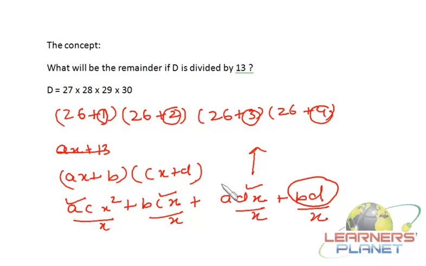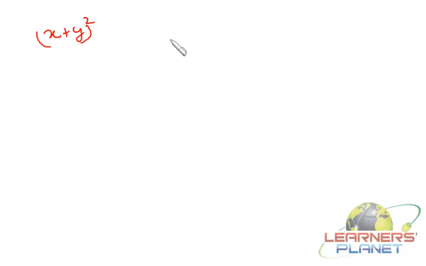Okay friends, I can take one more example. Here I have x plus y whole square. Now what is x plus y whole square? x square plus 2xy plus y square. If I divide this expansion by x, what is the remainder that I'll get?